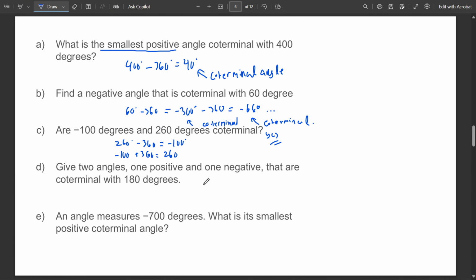Give two angles, one positive and one negative, that are coterminal with 100 degrees. We just do that by adding 360 and subtracting 360. So we will get 540 degrees, and this is negative 260 degrees. An angle measures negative 700 degrees. What is the smallest positive coterminal angle? So again, negative 700. To make it positive, we need to add 360, and we have negative 340.